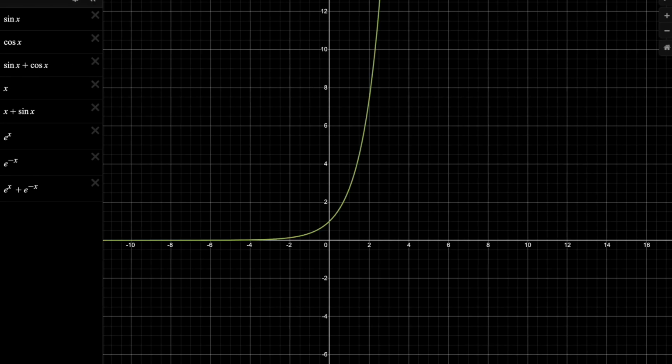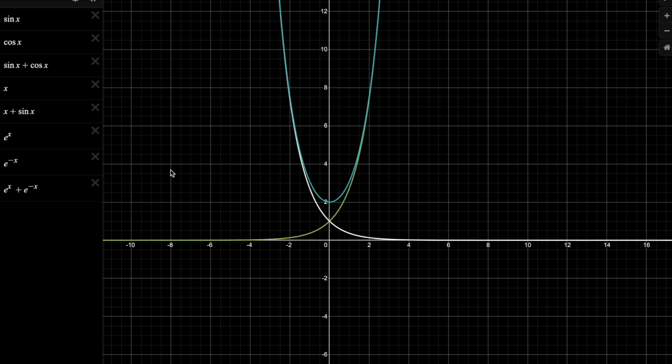This is e to the power x. This is a monotonically increasing function, right? This one is e to the power minus x, the white curve. This is a monotonically decreasing function. We take the linear combination of both, we get this blue one. See, this blue one is e to the power x plus e to the power minus x, and this is neither a monotonically increasing nor a monotonically decreasing function.